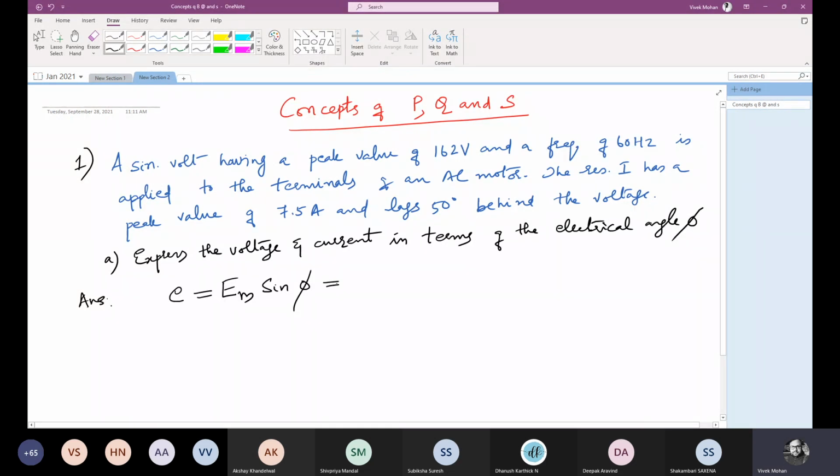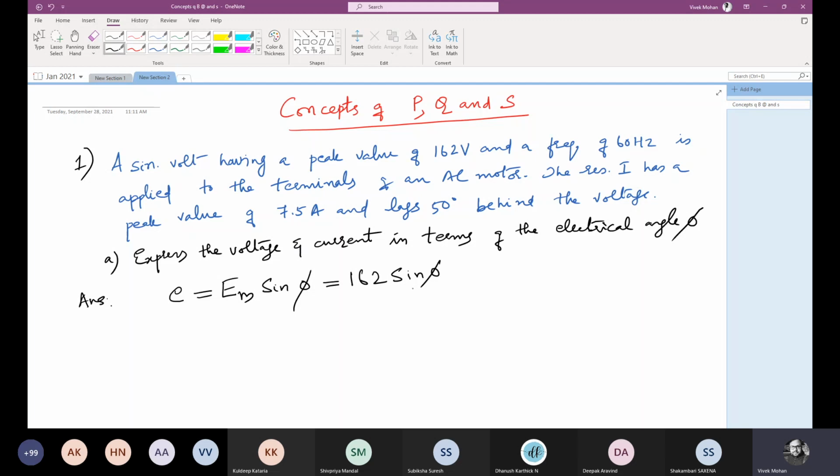In this case, what is Em? Anybody? 162. So I'm going to write here 162 sin phi. So this is my representation of instantaneous voltage.